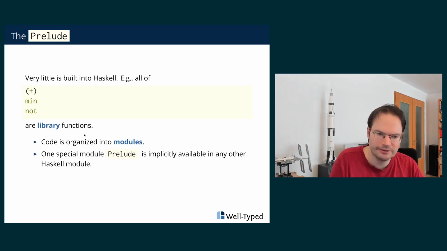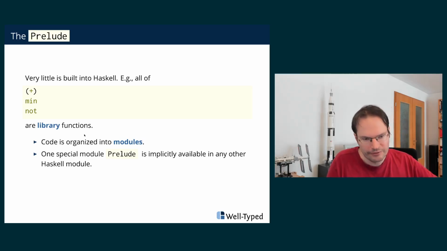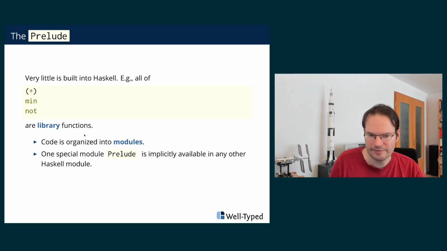But in principle, these are just Haskell identifiers. They could be renamed. They could be different implementations of the same types in other libraries. There's nothing really special about these names. Okay?